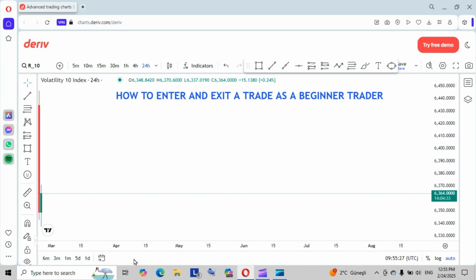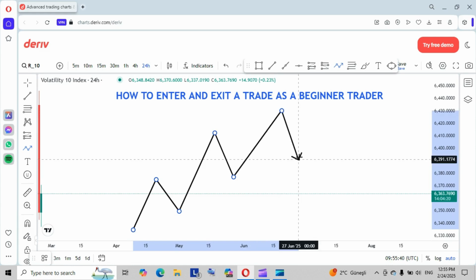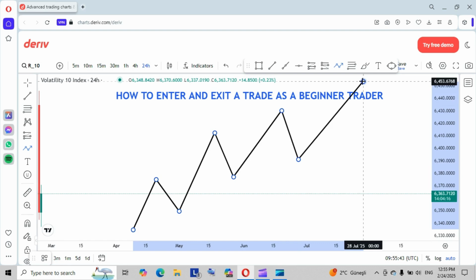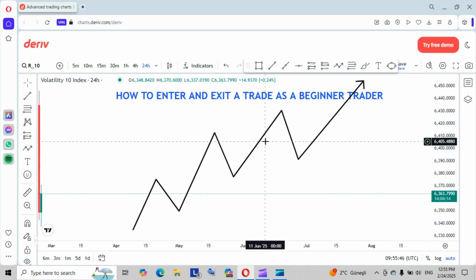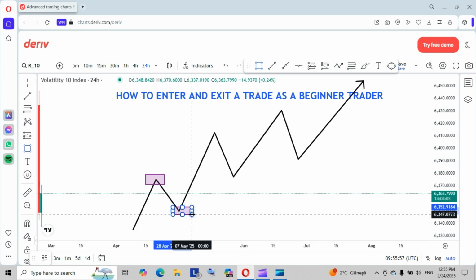Okay, so now let me draw this structure: higher high, higher low, higher high, higher low, higher high, higher low. We have another higher high again. So this is a bullish structure. After you have identified the higher high and the higher low, you have noticed this is a bullish structure.